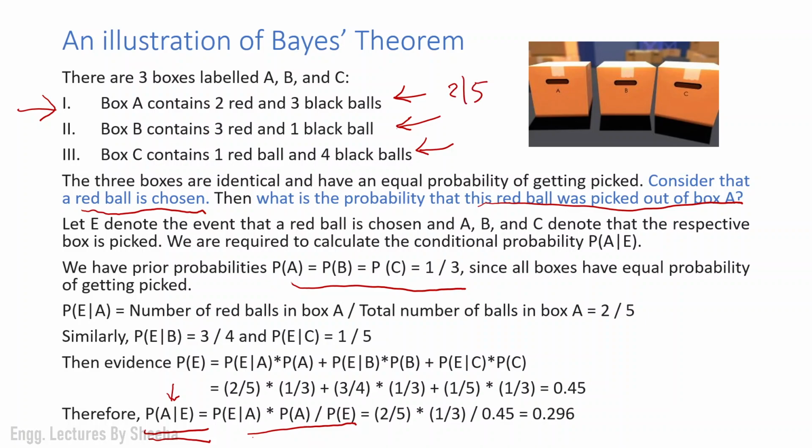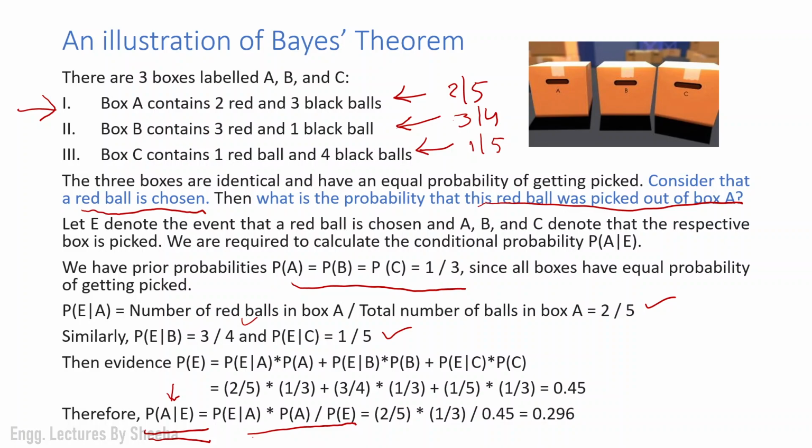And what is the probability of choosing a red ball from box B? That is 3 by 4. Why is it 3 by 4? 3 plus 1, 4. Total 4, and out of that 3 are red. What is the probability of choosing a red ball from box C? It is 1 by 5. Okay, so we got the probability of choosing a red ball from each box. Here 2 by 5, here 3 by 4 and 1 by 5.